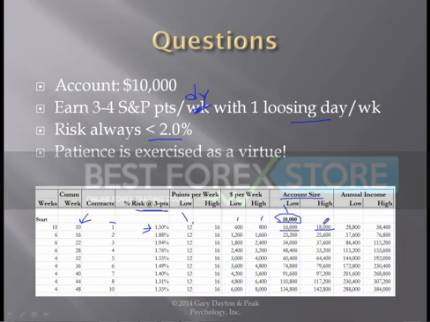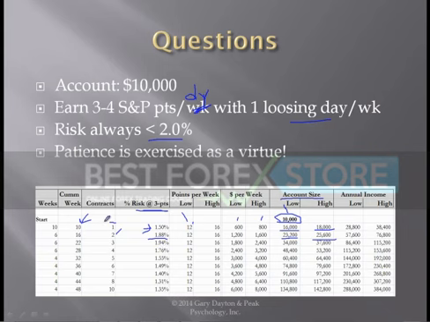That allows you to put on another contract, and your risk at 3 points is still under 2%. And you do this for 6 weeks. Now you're making $1,200 to $1,600 a week. And at the end of 6 weeks, you're somewhere between 23 and 25,000 in your account. That allows you to bump it up to another contract.